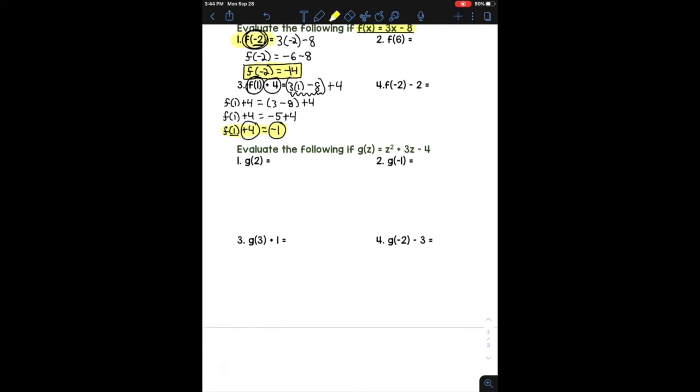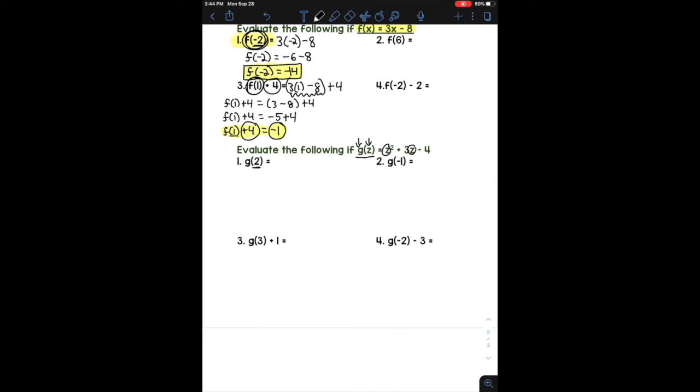For example, the second half of our page, the new function is g, the name is g of z, equals z squared plus 3z minus 4. Notice that the new variable is z, and it appears twice on the right side. The name of this function is g of z. It's a function g for the variable z. So what they want us to do in number 1 is they want us to substitute 2 into the function.